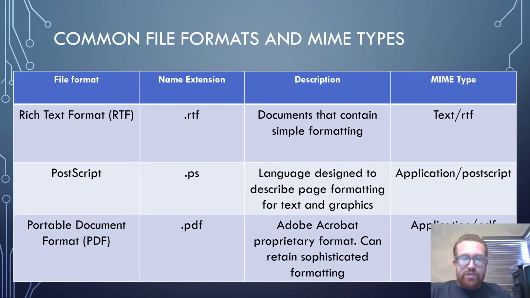PostScript, .ps. This is a language designed to describe page formatting for text and graphics. The MIME type is application/postscript. And then we have Portable Document Formats, or PDFs. .pdf. This is Adobe Acrobat's proprietary format, and it can retain sophisticated formatting. That's one of the best things about PDFs, it keeps everything in order for you, and when you open it on another system, the format doesn't change. The MIME type is application/pdf.